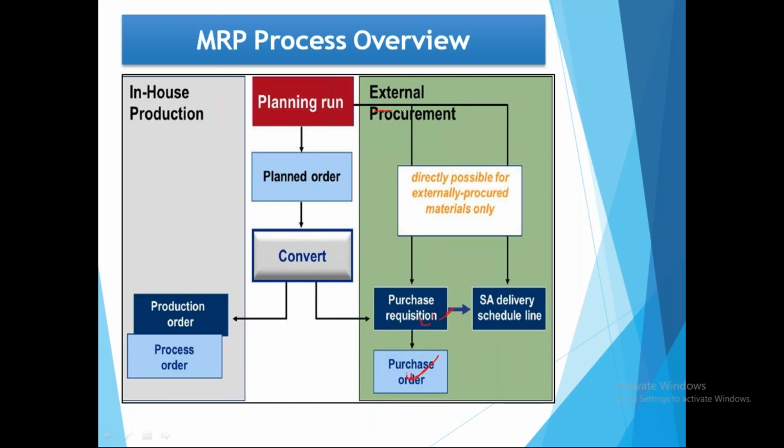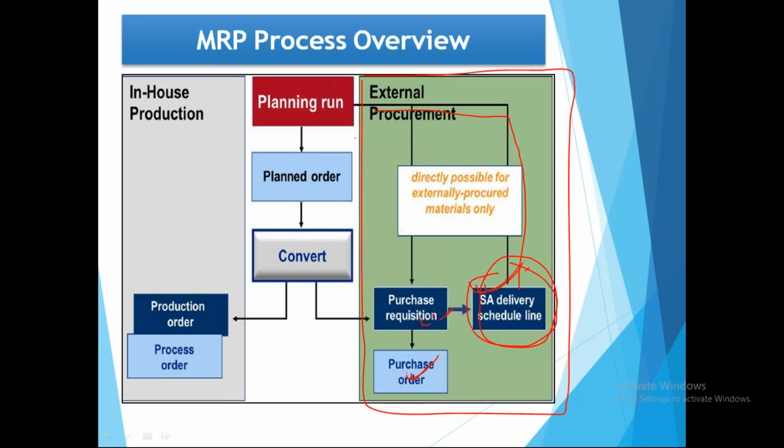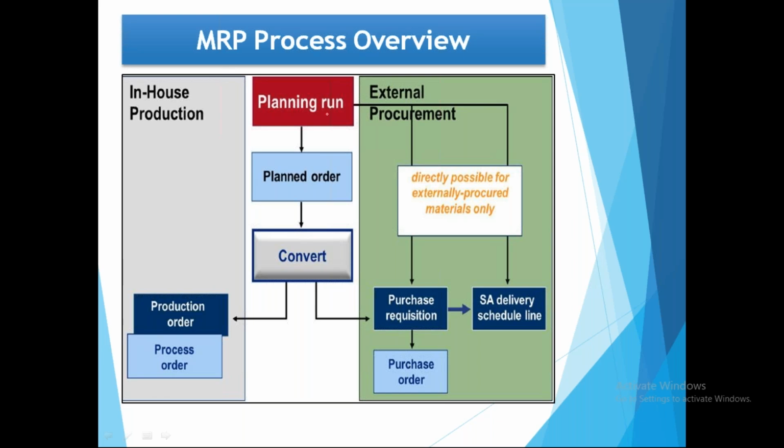Or sometimes system can directly generate the schedule lines also. This also we discussed. What is schedule line, scheduling agreement, all those things we have discussed. So this is in case of external procurement. Now another option is, from the MRP you can generate a planned order also for the externally procured materials, and this planned order can be converted to purchase requisition and then to purchase order. So two-step method is also there.